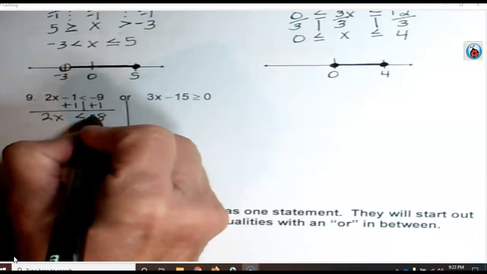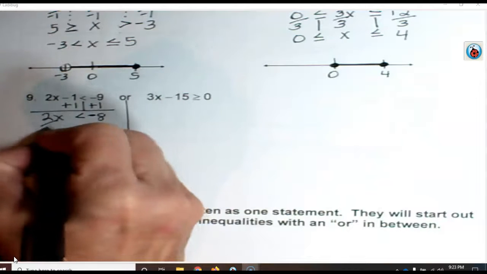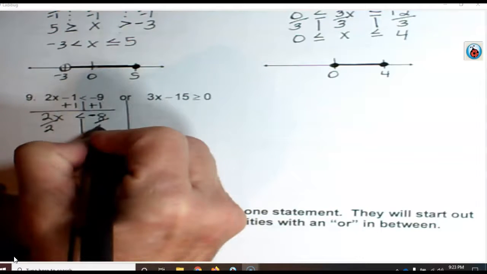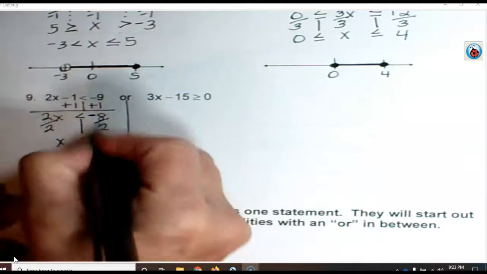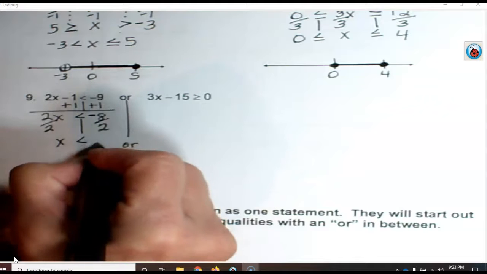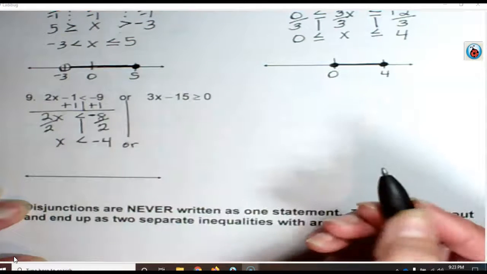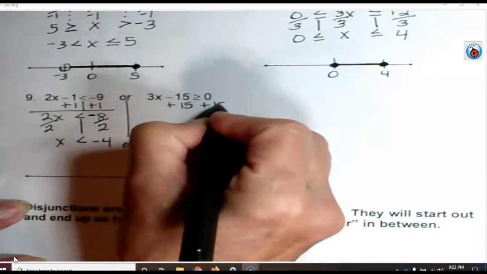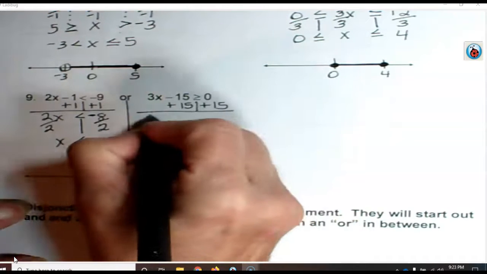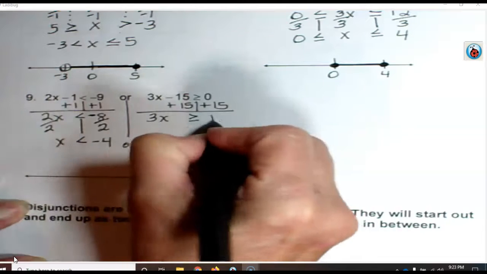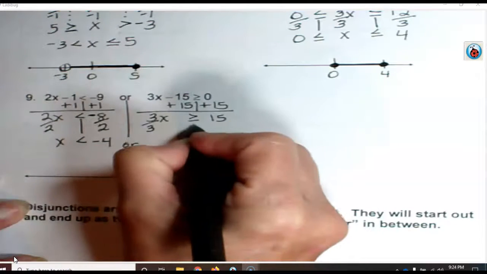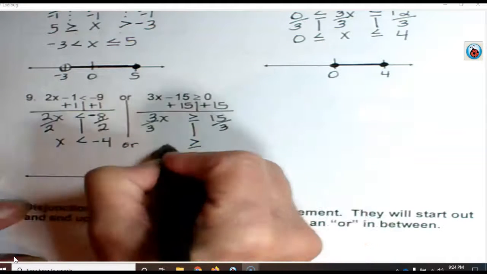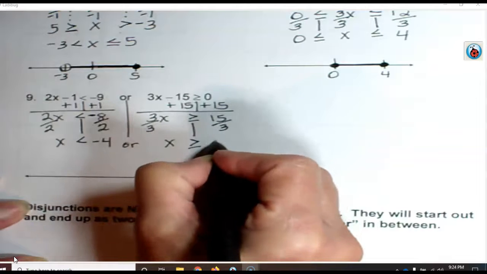9 minus 1 is 8. 9 is bigger, so I get a -8. Divided by 2, I'm just dividing by a positive, so the inequality comes straight down. I get x is less than -8 divided by 2, which is -4. So that's one side. Come over here, add 15 to both sides. I get 3x is greater than or equal to 15. Divide by 3. Again, I'm just dividing by a positive, so it comes right on down. And I get x is greater than or equal to 5.